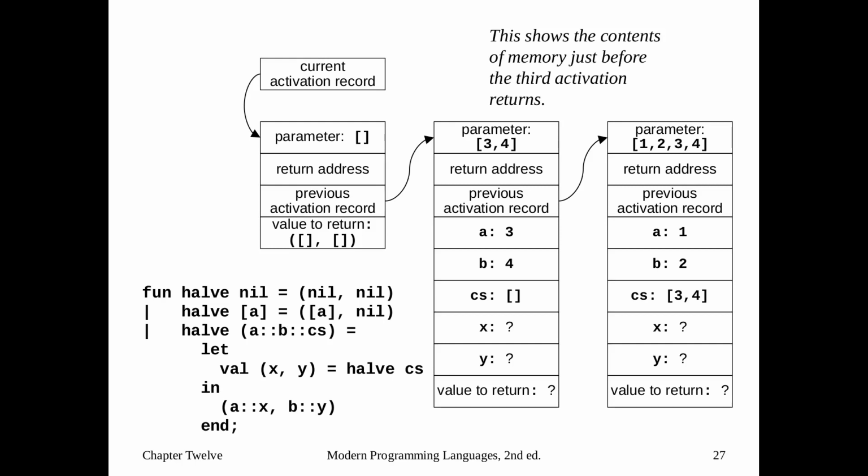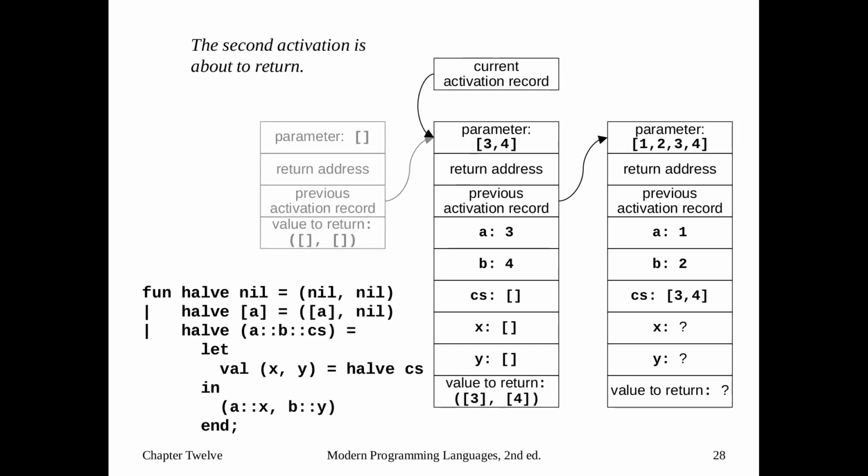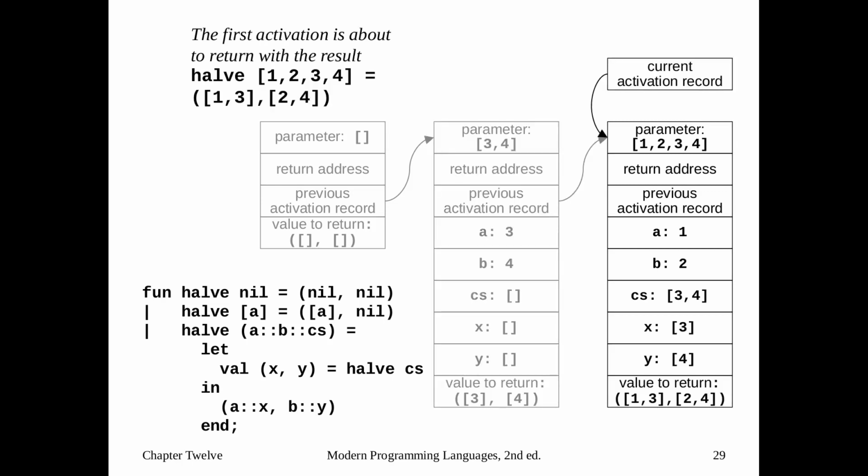That returns 2 empty lists, which then are consed, because it gives us the new parameter xy, as we see here in the let block. And then we have the values to return, which are 3, 4. And that finally comes back to here where xy are now 3, 4. And we put 1 and 3 and 2 and 4. So we've effectively halved our list. And so this is pretty easy to understand how this works.